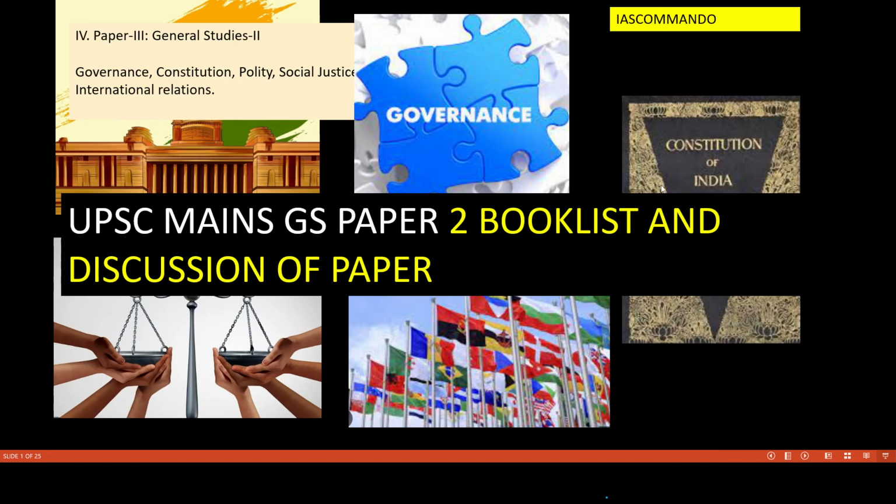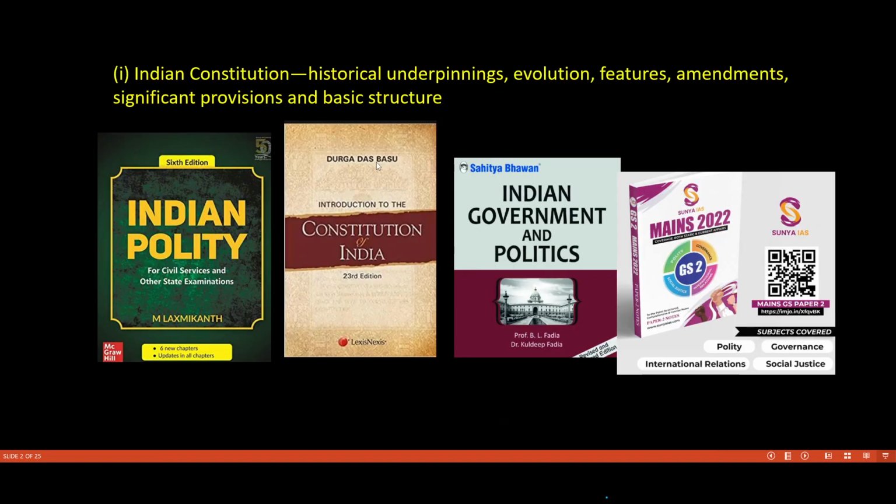So let's see how we can eliminate these things. Let's begin with the book list for this paper. The first topic is the Indian Constitution: the historical underpinnings, evolution, features, amendments. It is basically related to polity. I will tell you the books that are available in the market in which these topics are given. It is up to you to choose one of these books, and I will also tell you from my perspective which is the best book.